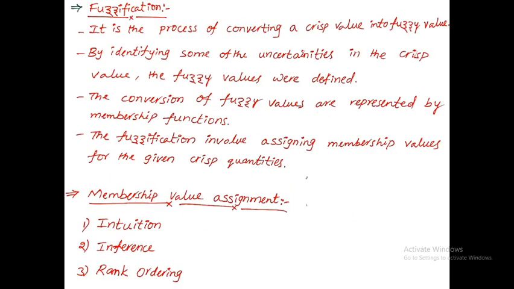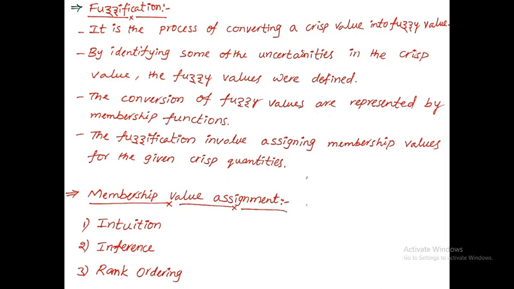So first we'll see the fuzzification. Fuzzification means it is the process of converting a crisp value into the fuzzy value. I hope all of you understand that crisp value and fuzzy value. Fuzzy value will have a range. Okay, crisp value means one clear value. So converting the crisp value into the fuzzy value is nothing but fuzzification.